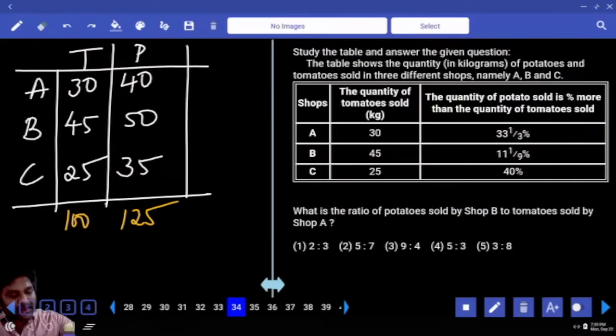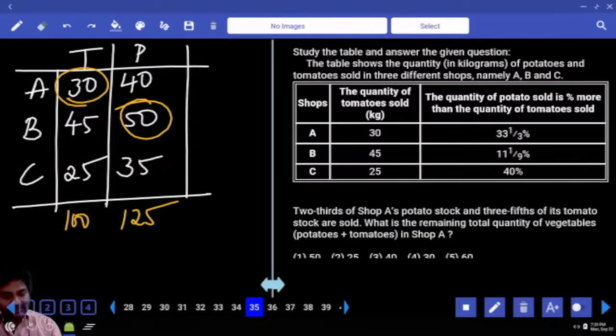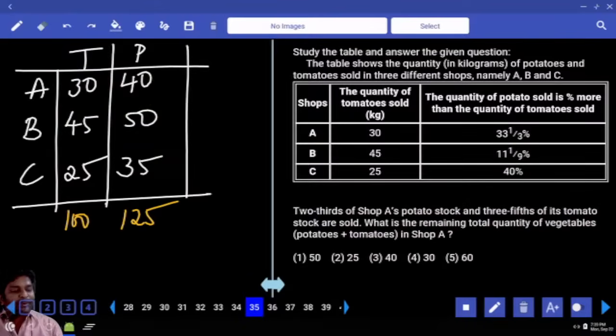What is the ratio of potatoes sold by shop B to tomatoes sold by shop A? 50 to 30, the 50-30 ratio. Zero cancels. 5:3.